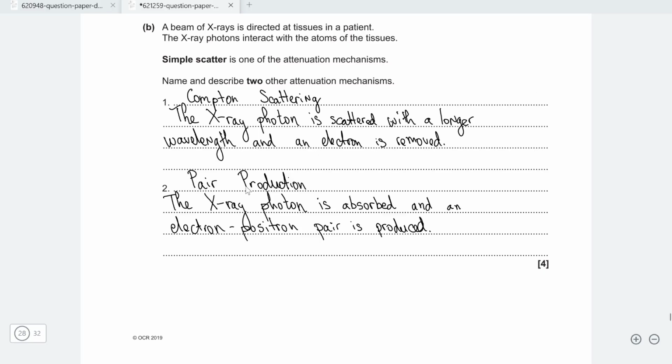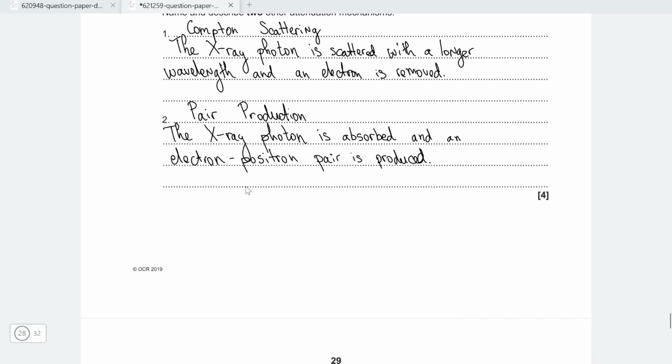If you would like more information about these or the other one, you could have also mentioned the photoelectric effect. I have a detailed video with loads of diagrams and explanations on exactly what happens during X-ray absorption. So please see a link in the description.